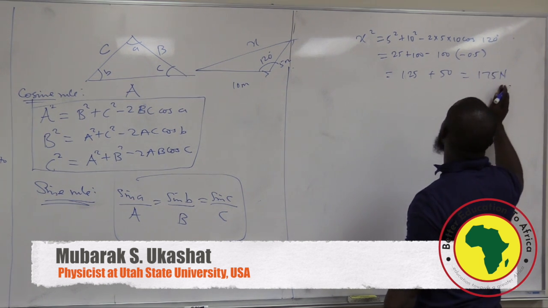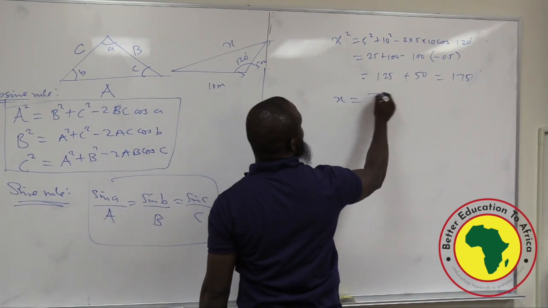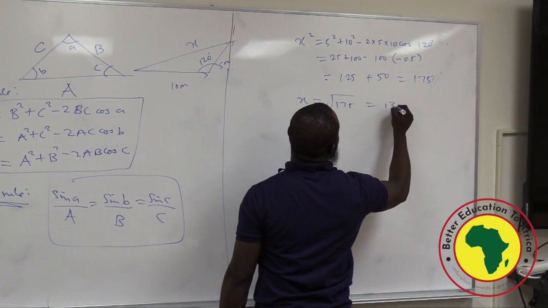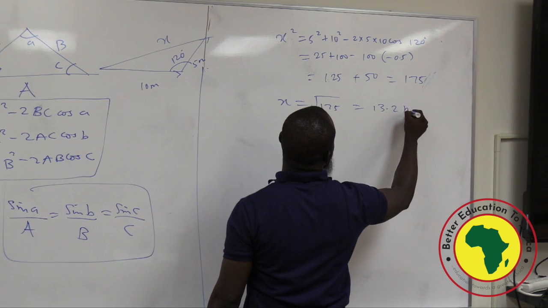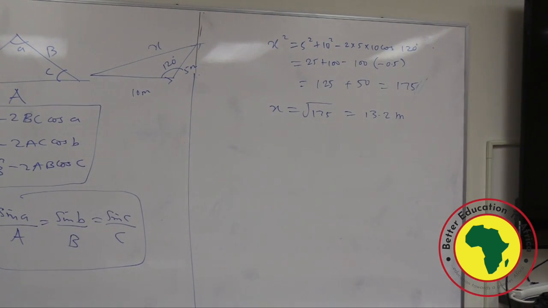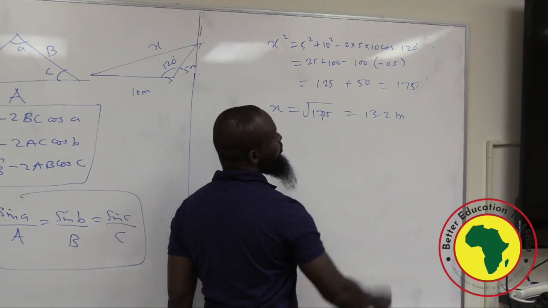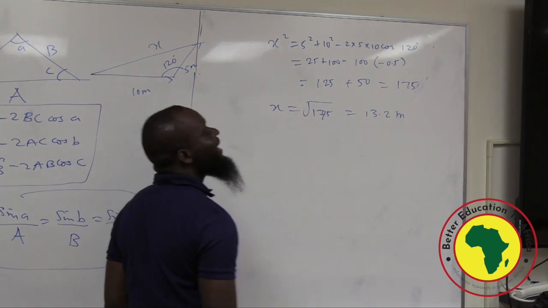175. Oh, sorry, I'm working in meters. So x is the square root of 175, 13.2 meters. So that is my net displacement, 13.2 meters. I've gotten the magnitude.